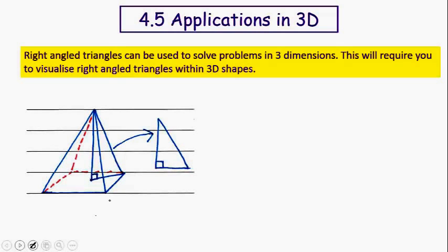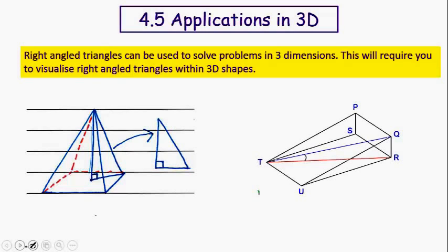So for example, you can see here that I've got a square-based pyramid. And within that square-based pyramid, if I wanted to work out the height of the pyramid from top to bottom, I'd need to visualize a right angle triangle there. So the right angle that the height makes with the base there. And it's often really helpful, once you've located the right angle triangle, that you draw it separately and do your calculations from there. And we'll look at that in the example I'm going to show you.